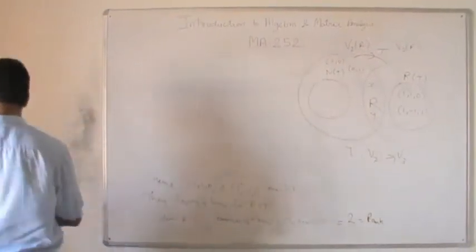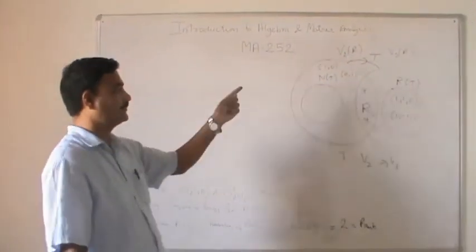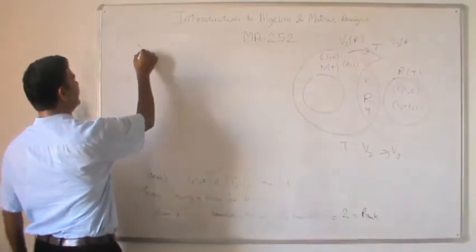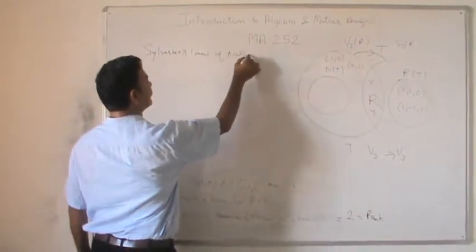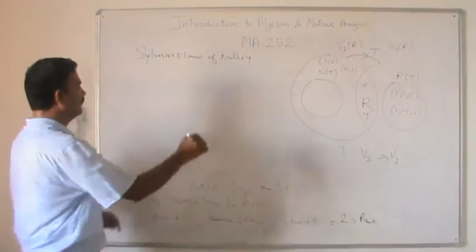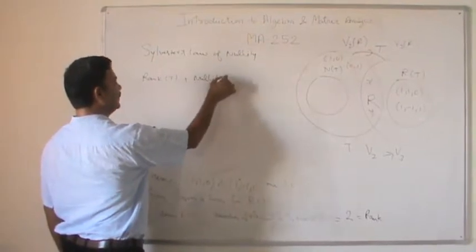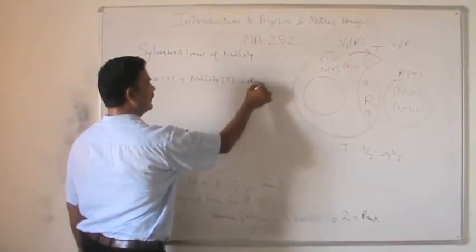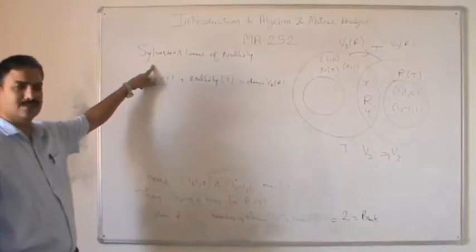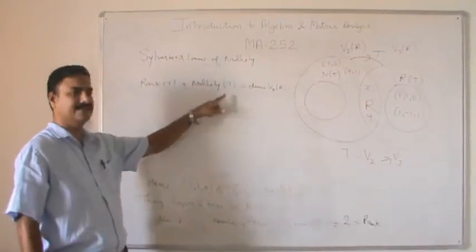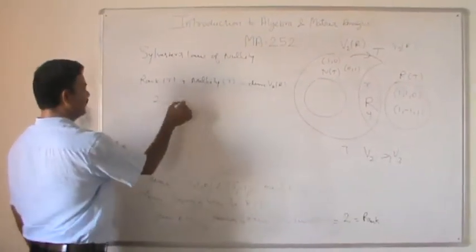Now, in order to determine the nullity of T from V2(R), we use Sylvester's law of nullity. According to this law, we have rank of T plus nullity of T is equal to the dimension of V2(R). And the rank of T is 2, which we obtained in the previous step.